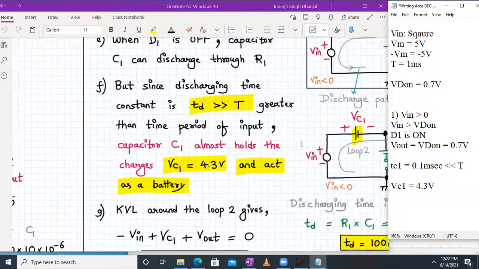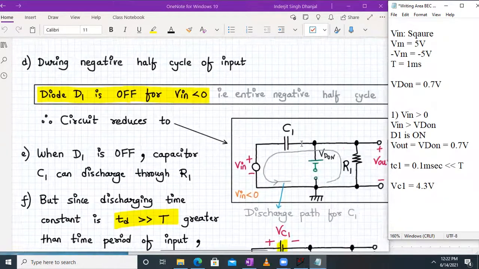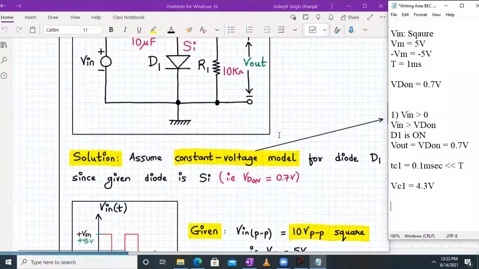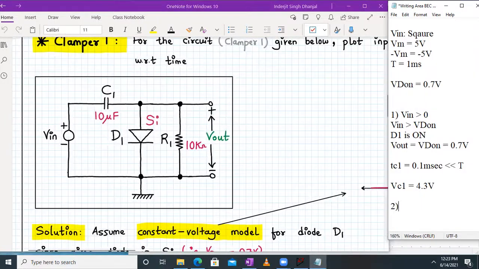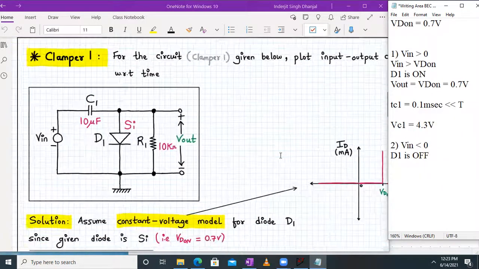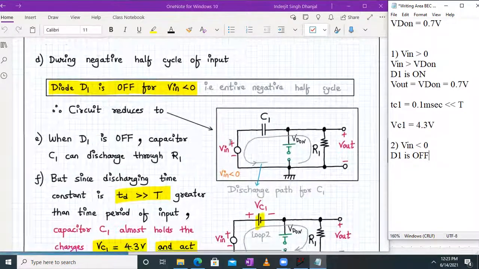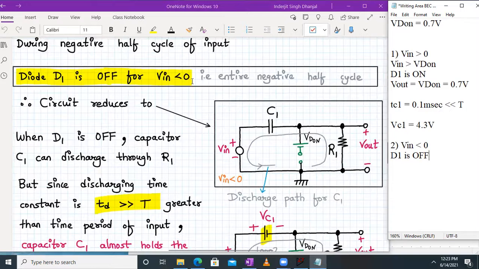Now let's see what happens in a negative half cycle. During the negative half cycle of the input, the diode will be off, right? Let me show it to you in the main circuit. During the entire negative half cycle, there is no question that the diode will ever turn on. So for the entire duration of the negative half cycle, the diode D1 is off. Now we have to analyze the circuit. What happens when the diode D1 is off? The diode is off when Vin is less than 0, which is true for the entire negative half cycle.